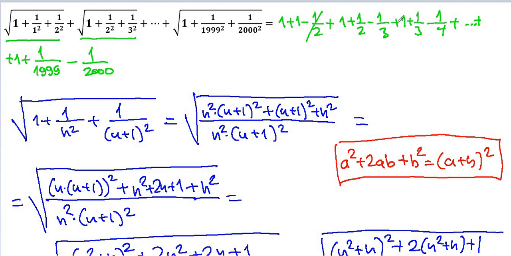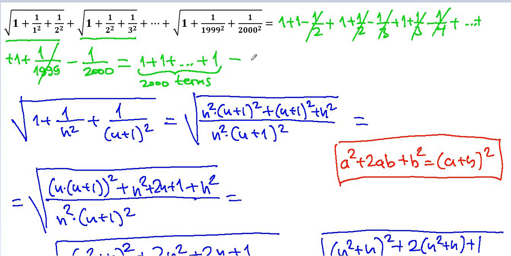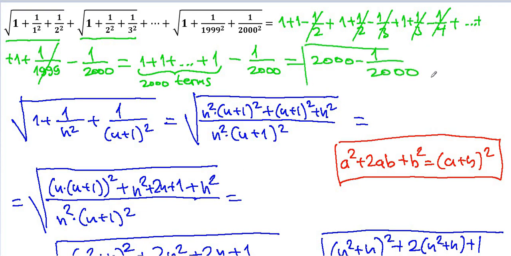As you can see, these fractions will be cancelled, and here we'll have 1 plus, and so on, 1, and we can clearly see that here we have 2000 terms and minus 1 over 2000, and this is going to be equivalent to, we see that if we sum this once, then we'll get 2000 minus 1 over 2000. So this is our final answer.